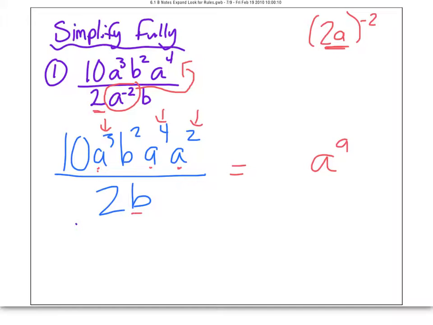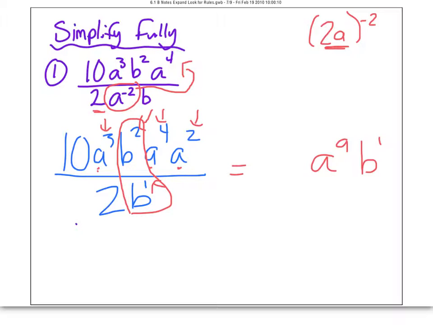On the b's, we have them on top of each other. They're being divided, so you would subtract. Remember, this is just b to the 1st. So I'm going to take 2 minus 1. 2 minus 1 is 1, so I put that there.